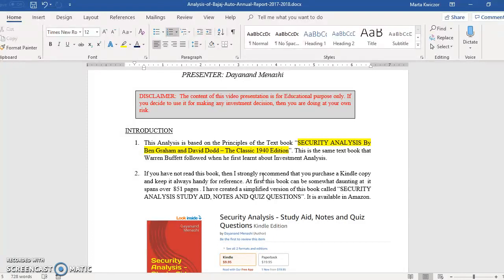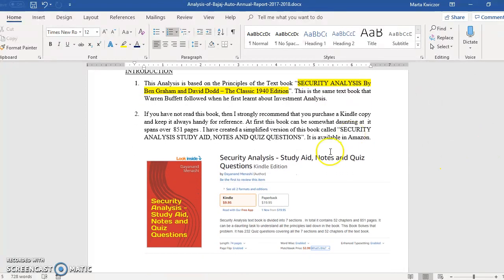It's really useful. If you've not read this book, you might find it daunting because it has 851 pages and it can be somewhat dry. So what I've done is I've created a simplified version of this book called Security Analysis Study Aid Notes and Quiz Questions. It's available on Amazon. This is how it looks, and you can just search for it and you can get it.